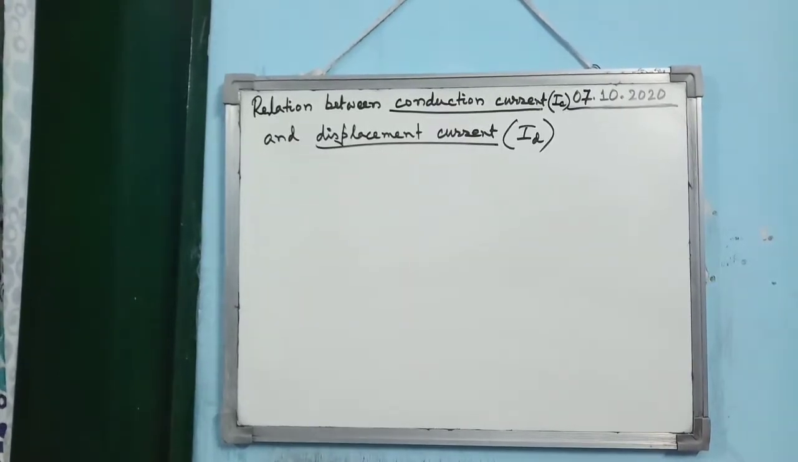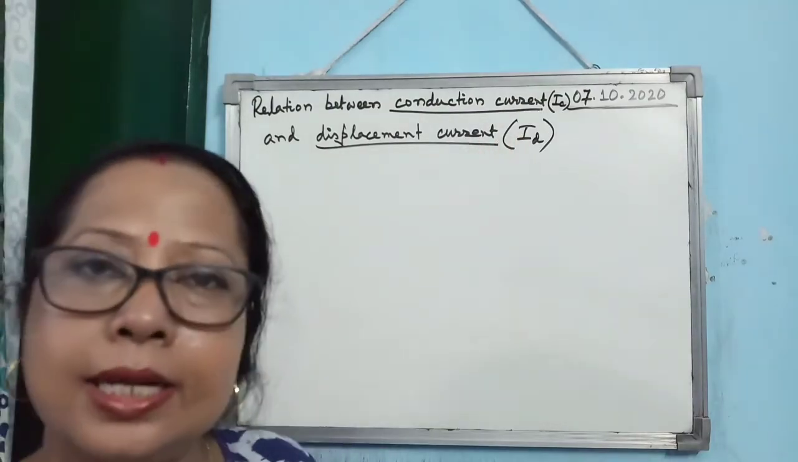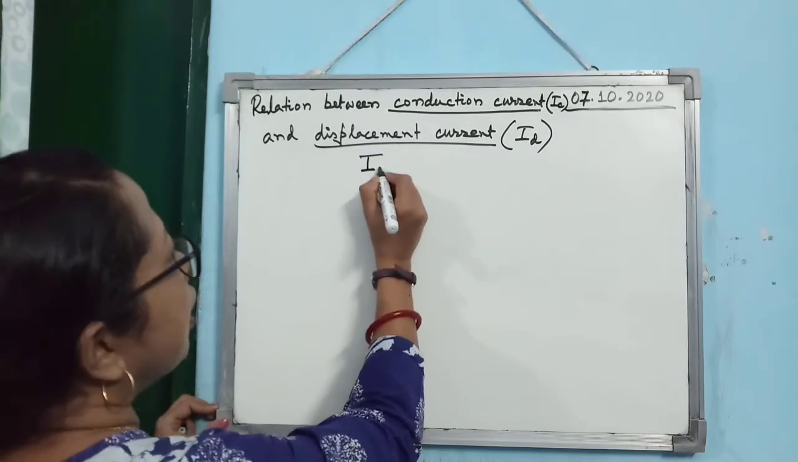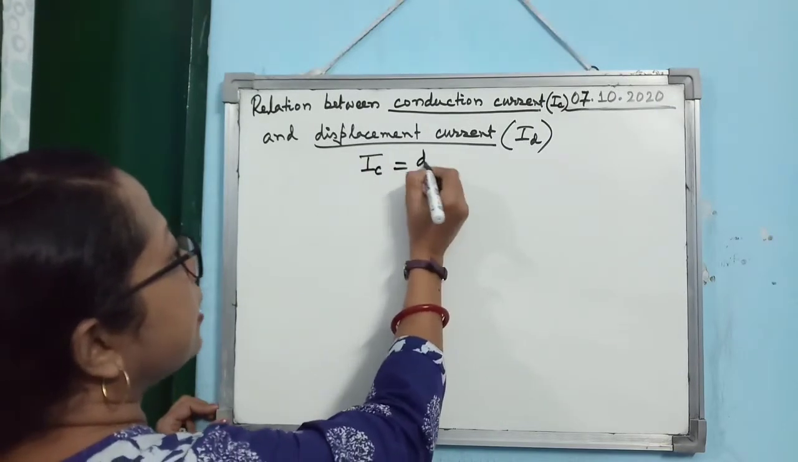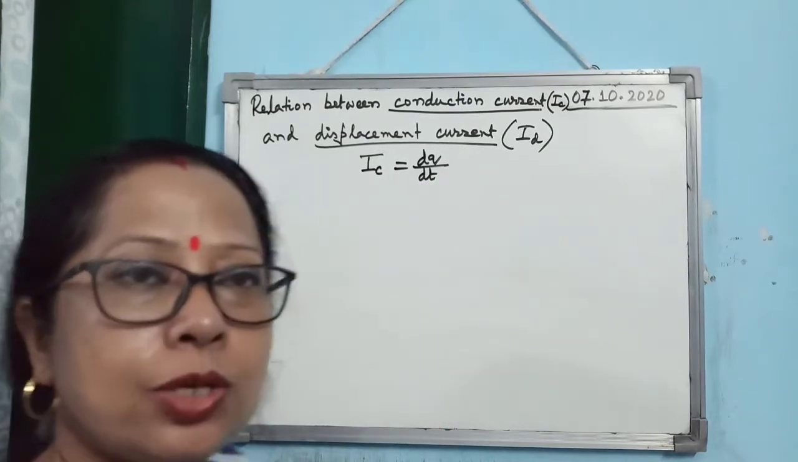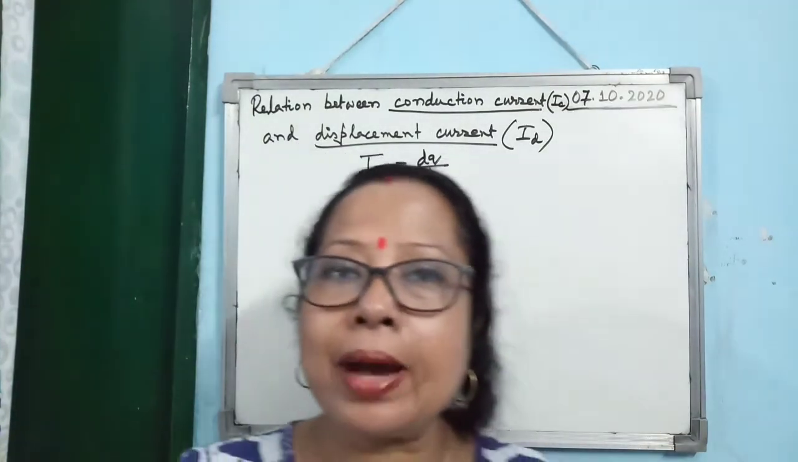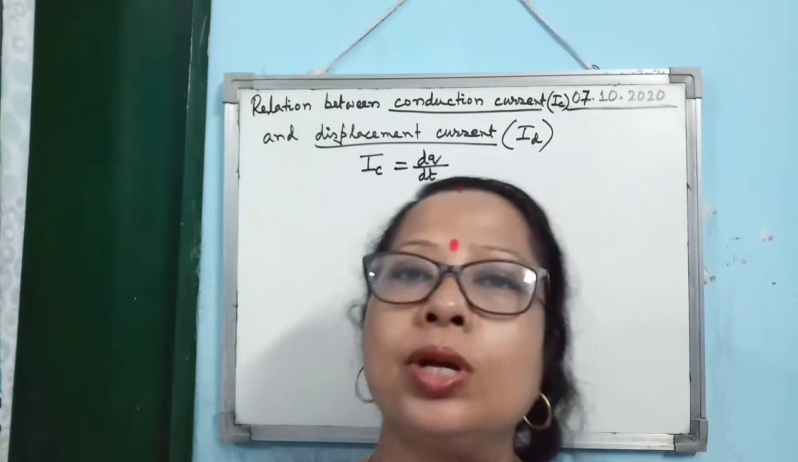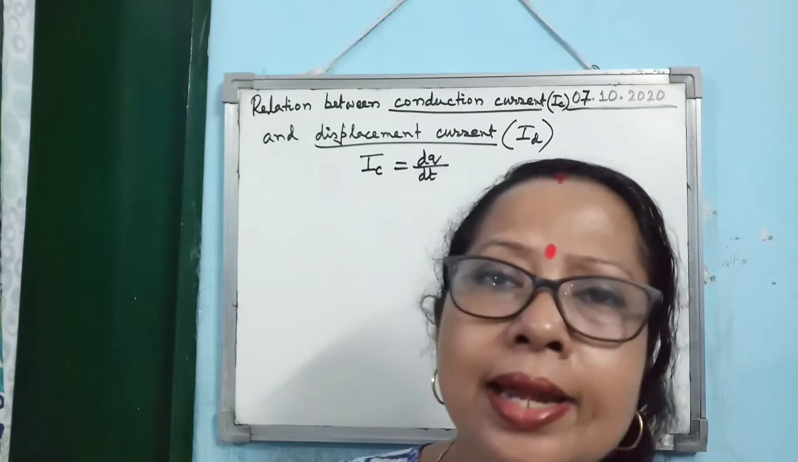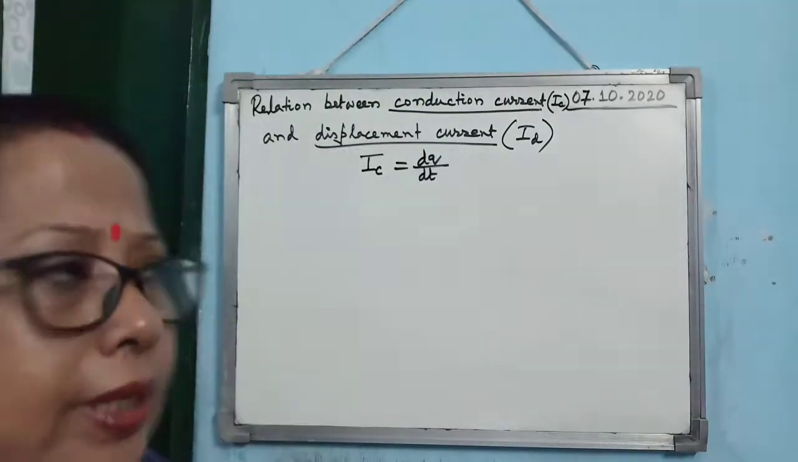Now let us find out the relation between the conduction current and displacement current. Now, according to our concept, conduction current is given by dq by dt. I hope you remember. Now, as you have grown up, you say dq by dt, but in lower classes you wrote I is equal to q by t. All the same. So conduction current we can express as dq by dt.